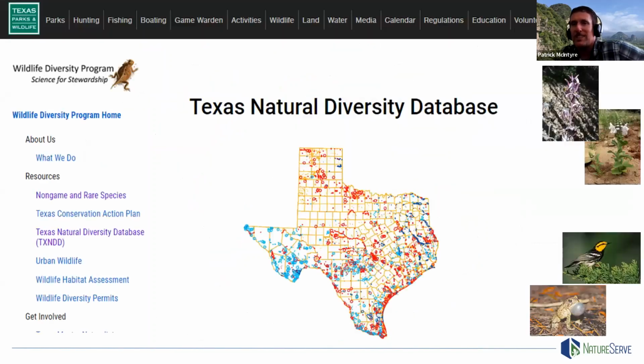I want to emphasize that our local partner in Texas is called the Texas Natural Diversity Database. They're part of the Texas Parks and Wildlife Program. Also, their wildlife diversity program is part of the NatureServe Network. And this map you're looking at here shows curated records for rare plants and animals across Texas.